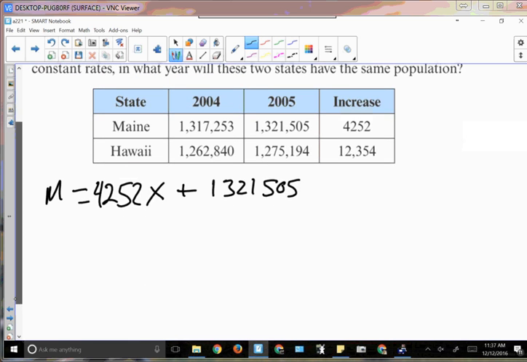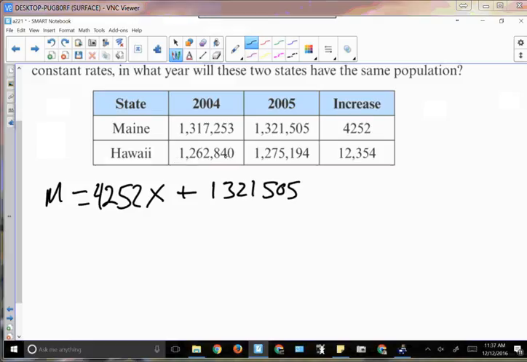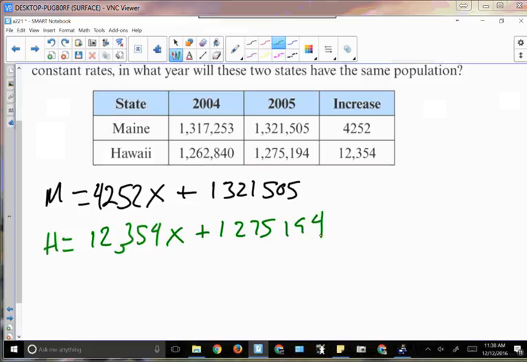So what about Hawaii? Well, Hawaii would look like this. Hawaii would be equal to 12,354x plus 1,275,194. Okay. Now, the question is here, what year?